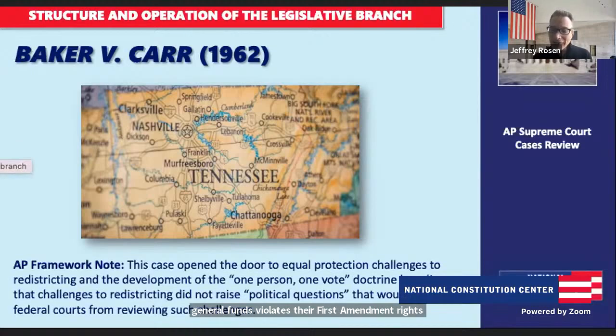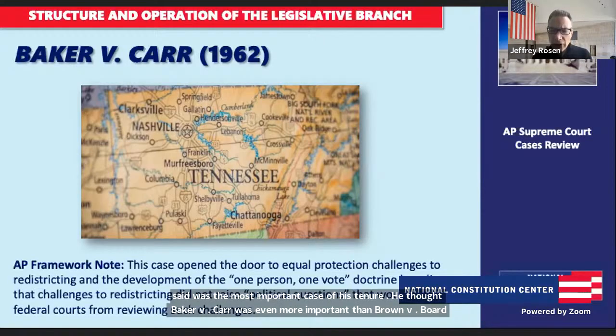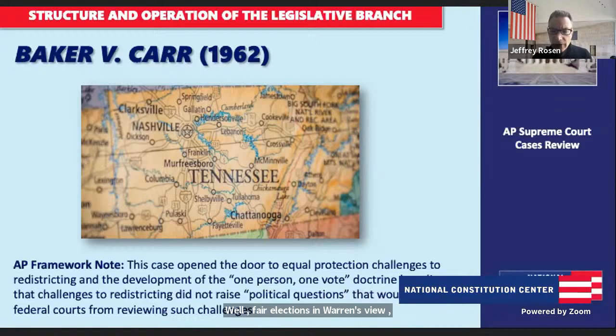Baker v. Carr. Interestingly, Chief Justice Warren, who presided over Brown, said it was the most important case of his tenure. He thought Baker v. Carr was even more important than Brown v. Board of Education. What could have been more important than ending segregation? Well, fair elections, in Warren's view, because this was a time when electoral districts were drawn in ways that gave some people a lot more voting power than others. Some districts had 4 people in them and they had 1 congressional representative, and other districts had 40,000 people in them and had 1 representative.